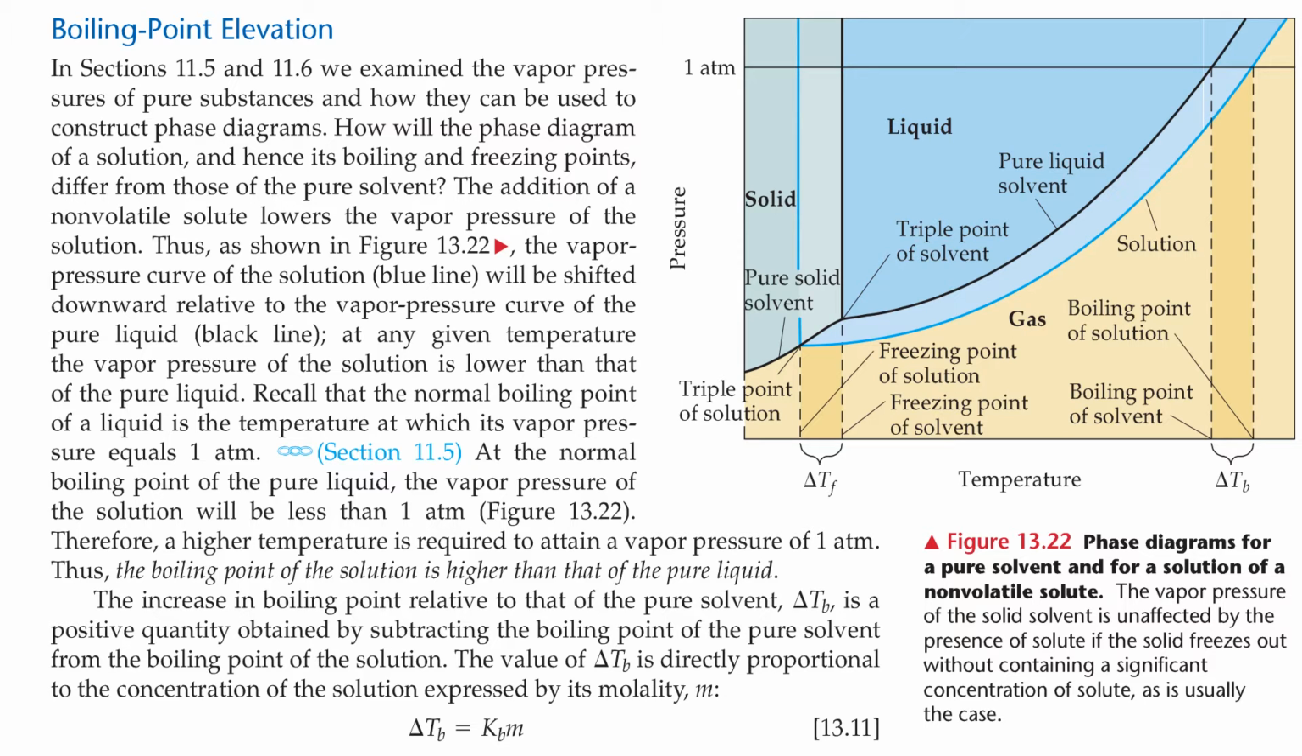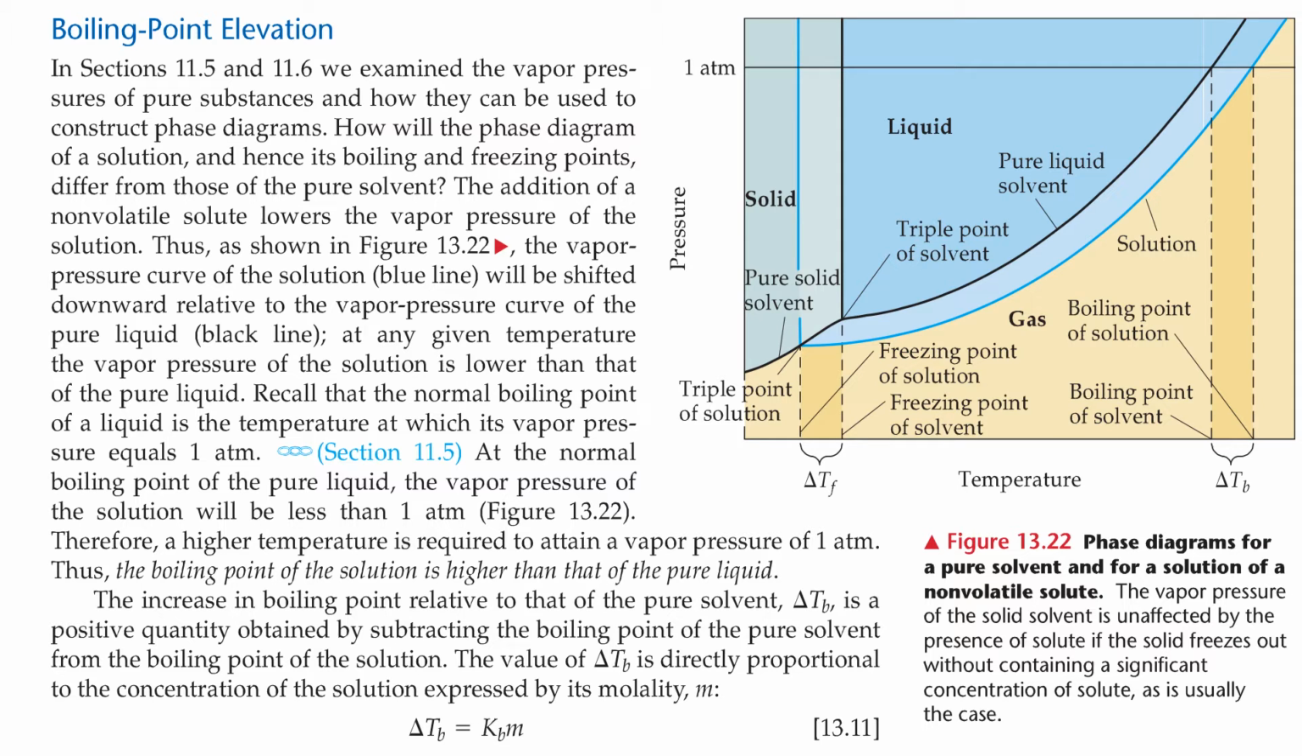Thus, as shown in Figure 13.22, the vapor pressure curves of the solution, which are the blue lines, are shifted downwards relative to the vapor pressure curve of the pure liquid, which is the black line. At any given temperature, the vapor pressure of the solution is lower than that of the pure liquid.